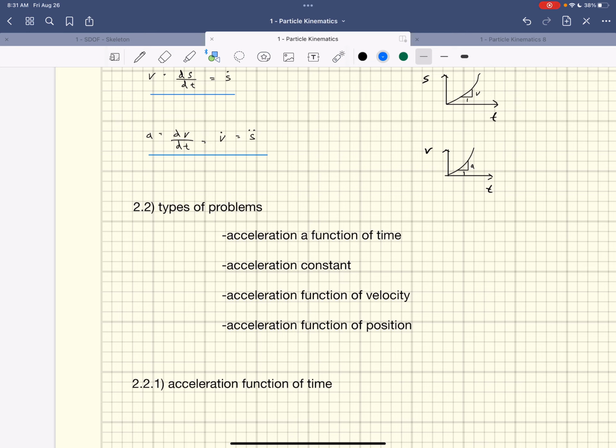Okay, so you have to identify. When you go to solve this, you're going to say, what kind of problem do I have? Is it acceleration as a function of time, constant acceleration, acceleration as a function of velocity, or acceleration as a function of position? Given those, I'm going to give you how to solve each one of those problems. Before we get started, let's go. Acceleration as a function of time. What is something that is acceleration as a function of time?